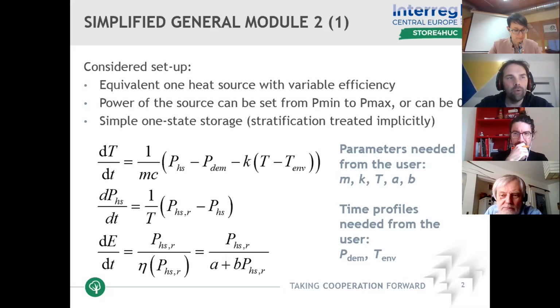And this is what I would like to show you first, because as you know, Interreg projects should make an impact, should make a broader impact and address stakeholders as much as possible.